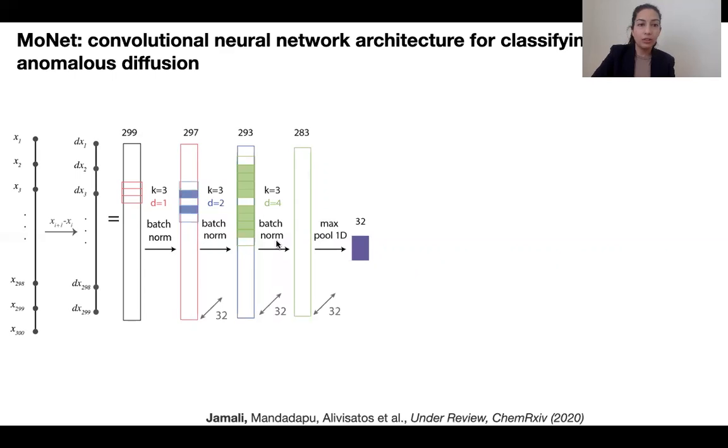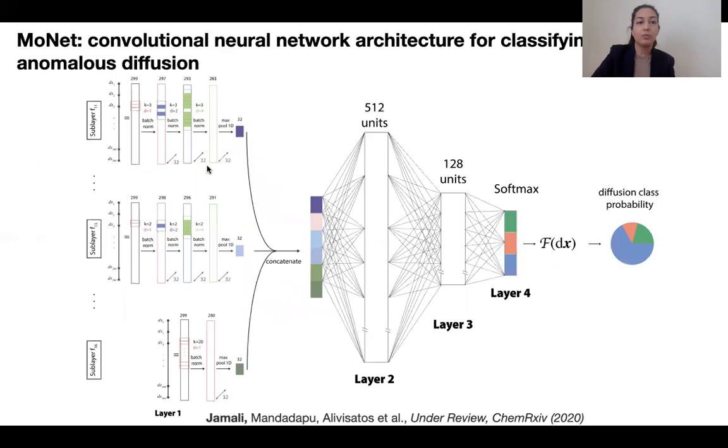And this is only the first sub-layer of our first layer, but we have 6 of these layers working in parallel, and each of them has different filters with different dilations to capture different types of patterns along the trajectory. The result of all of these gets concatenated into this vector that is then fully connected to our subsequent layers. In our final layer, we apply a softmax function, which is a normalized exponential function that gives as an output a probability associated with each of these diffusion classes.